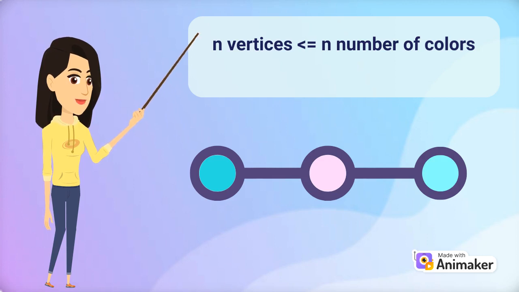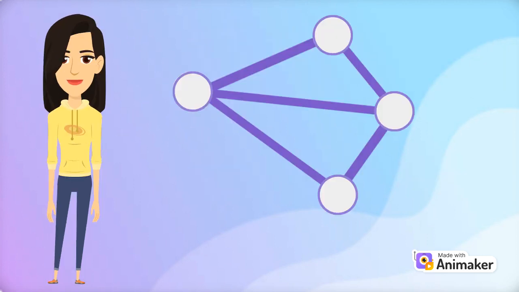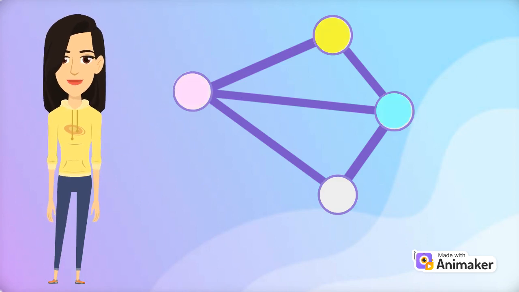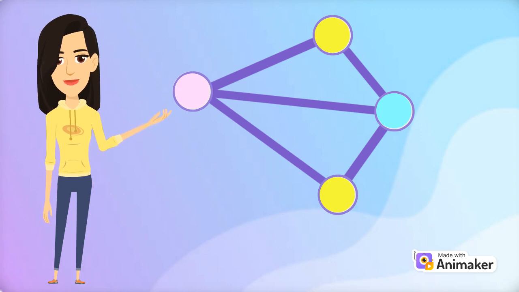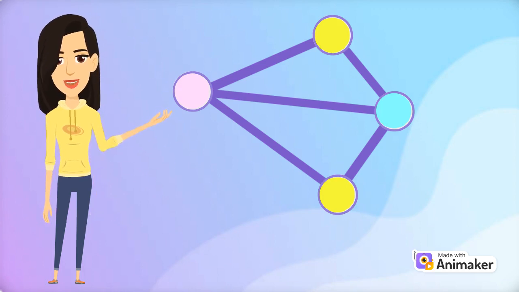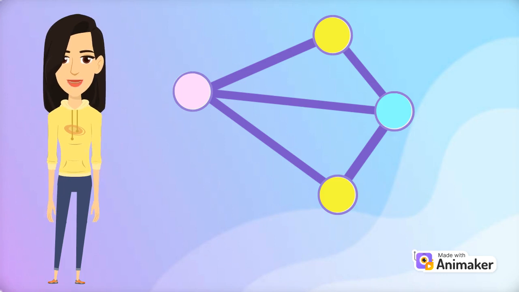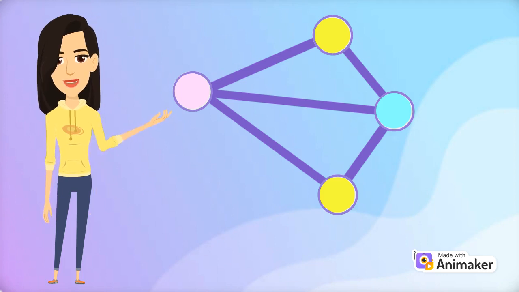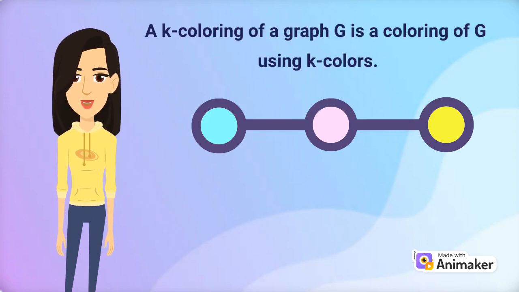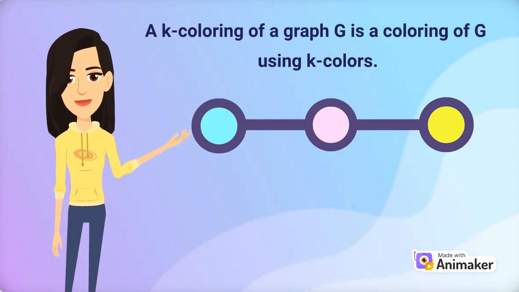We can color this graph with 4 vertices using 3 colors. We will color the first vertex with pink, the second with yellow, the third with blue, and the last one with yellow. Notice that in the third vertex, we used another color because it is adjacent to both the first and the second vertex. A K coloring of graph G is a coloring of G using K colors.